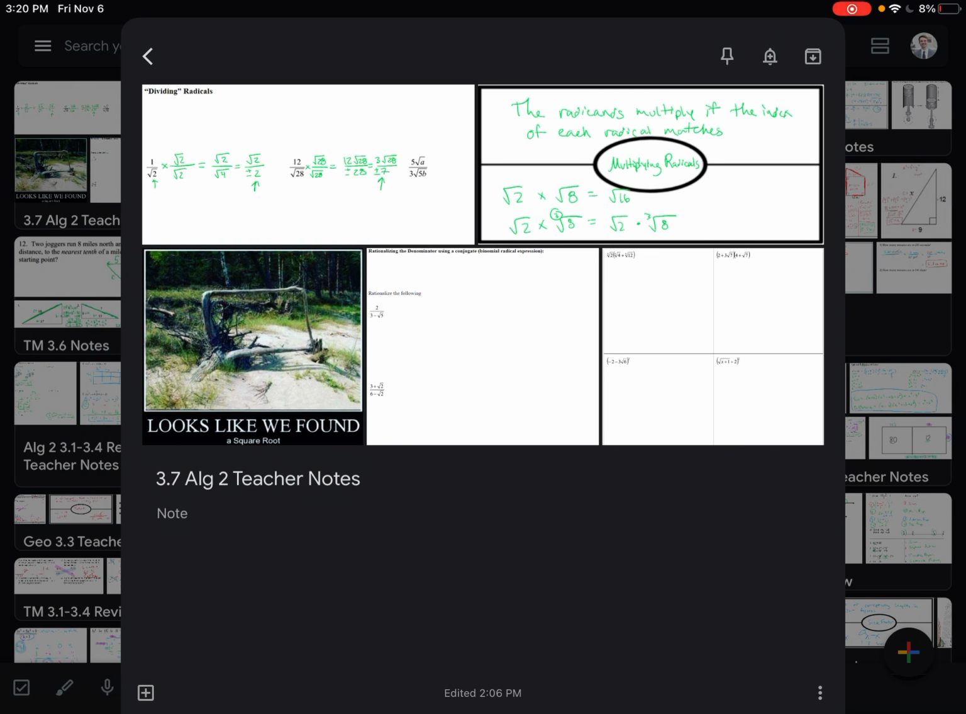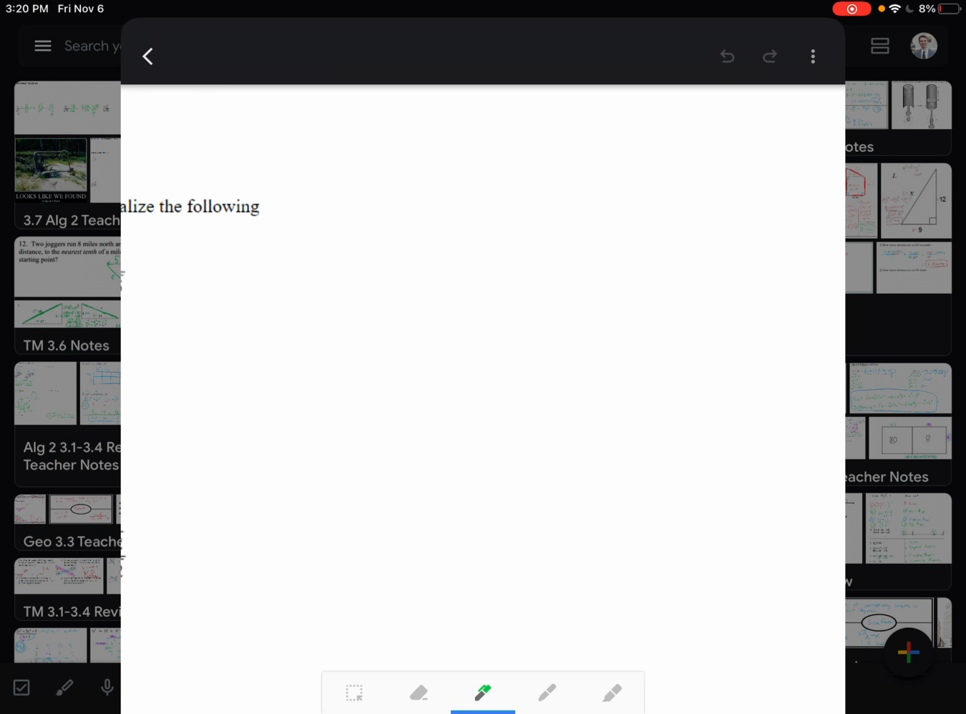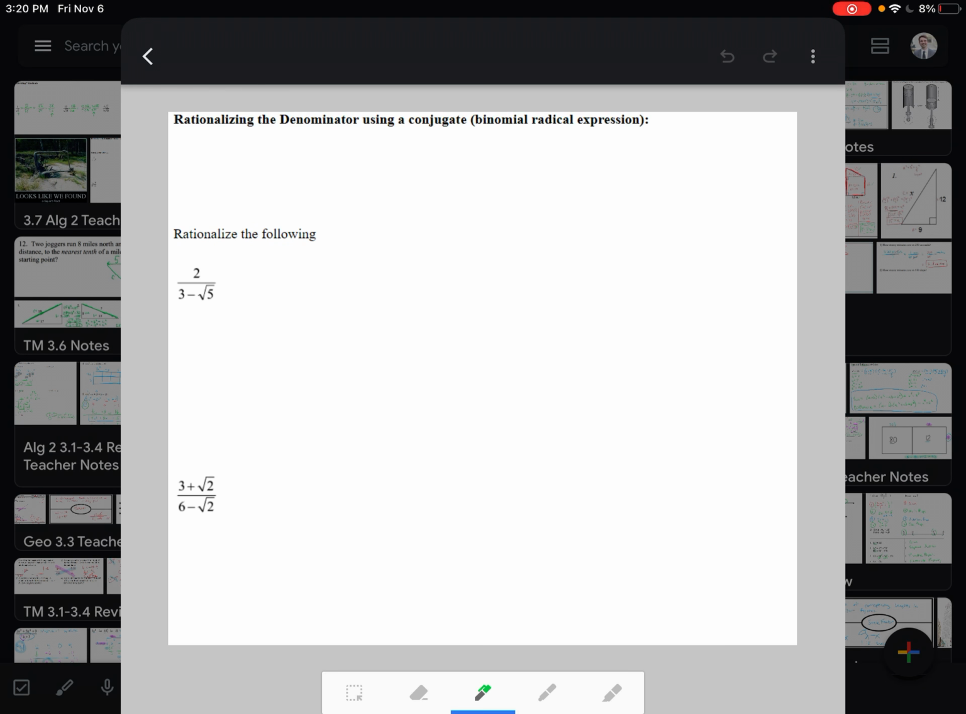This gets a little bit more difficult when we are looking at further rationalization questions. Our denominator here that we're trying to rationalize isn't just a radical. We can't just multiply this by the root of 5, because we'd still have some square roots on the bottom, because it's not just the root of 5, it's 3 minus the root of 5.